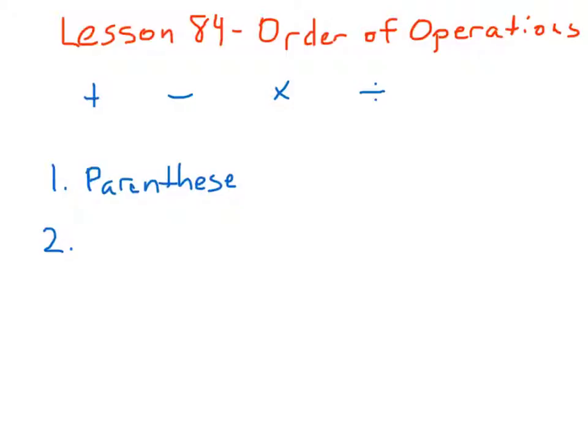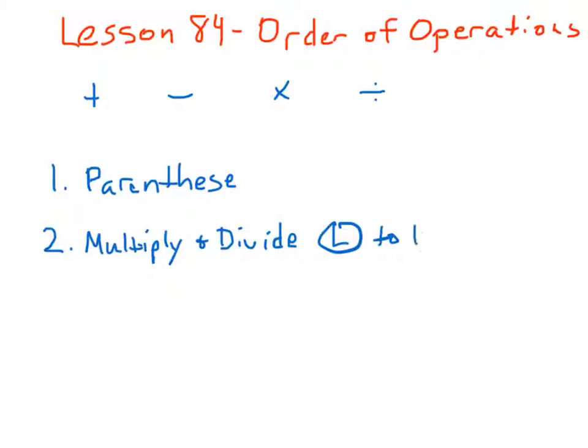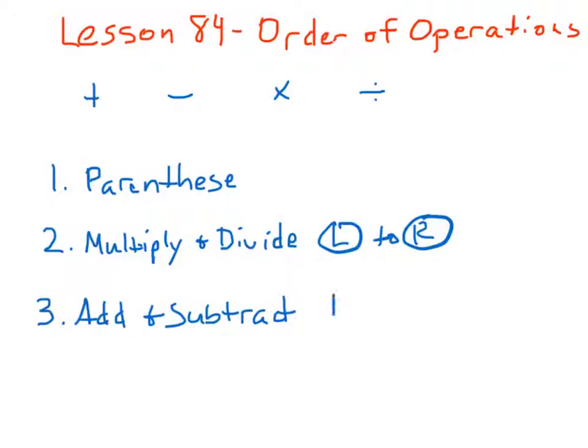The second thing that we need to do is then multiply and divide. They are both equal. And you have to do that from left to right. So you start on the left-hand side, just like reading a book, regardless of what's first. If the division is first, do that. There's no rule that says you have to do the multiplication first and then the division. You just do it from left to right. And then third is after that, you add and subtract, and again you do it from left to right.